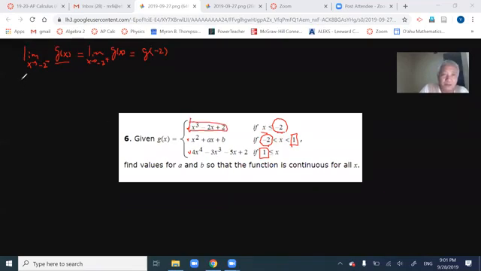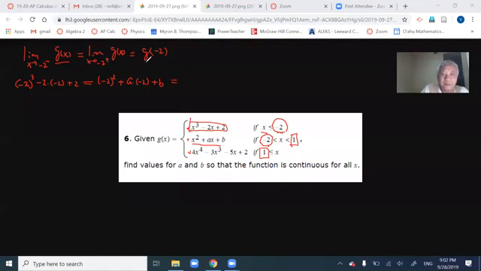So you're going to have -2 to the third power minus 2 times -2 plus 2. This one is from the right side, because this is x greater than -2, right? So this one equals (-2) squared plus a times -2 plus b.